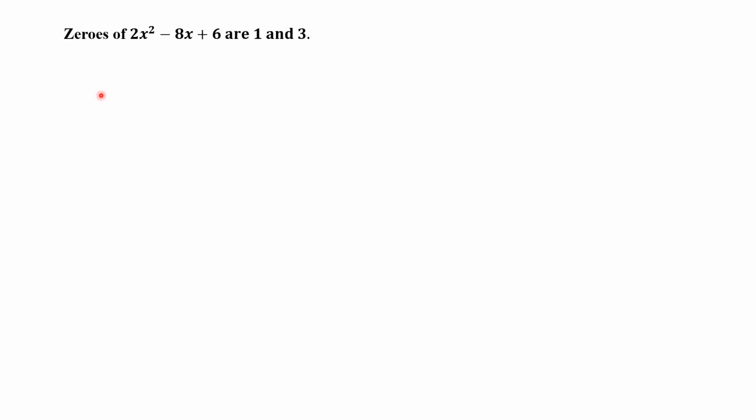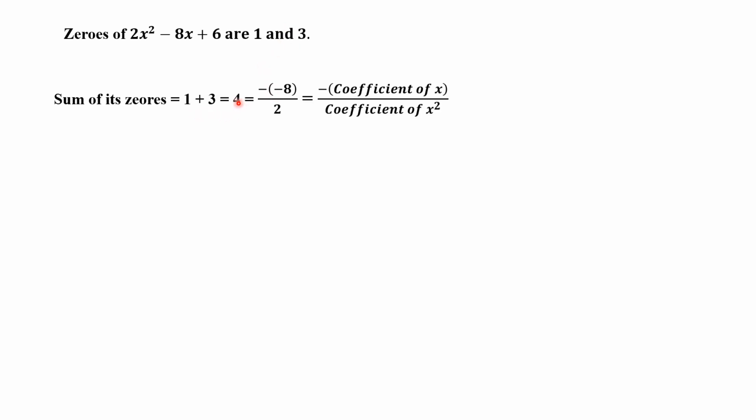So just now we have seen the zeros of 2x² - 8x + 6 are 1 and 3. Now I am going to form a relation between the zeros and the coefficients of the polynomial. First I am going to find the sum of the zeros. The zeros are 1 and 3, so the sum will be 1 + 3, which gives me 4.